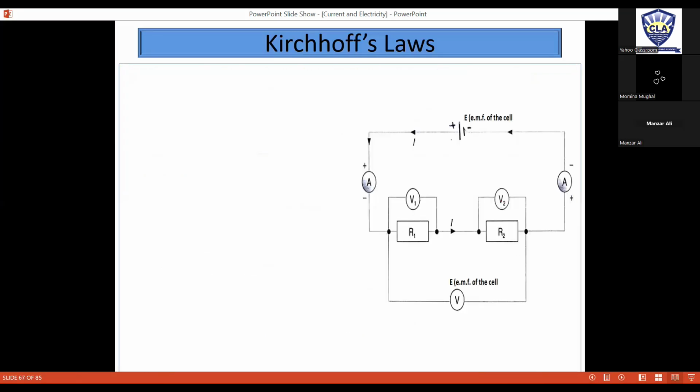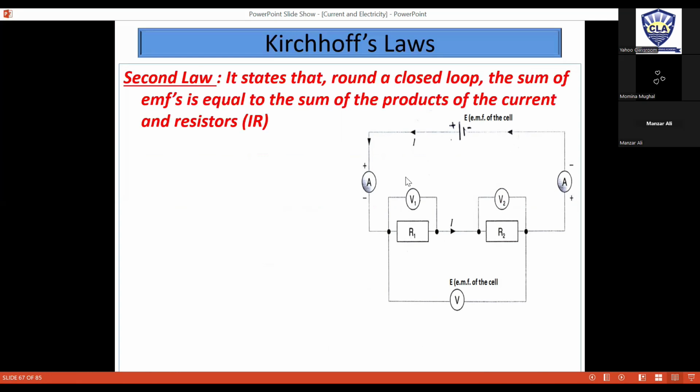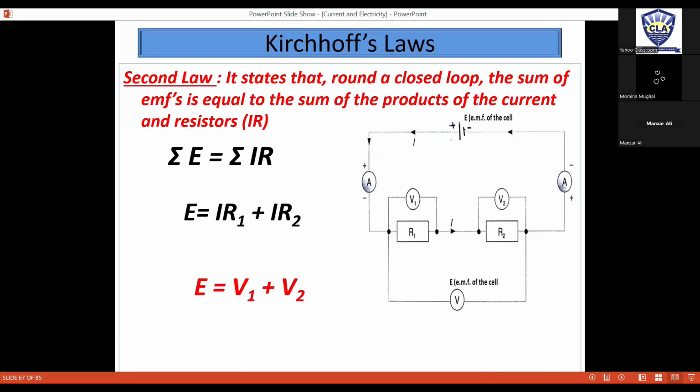Kirchhoff's second law. Again, we have been using it. We have two resistors in the circuit. We have an ammeter, we have a voltmeter, and we have the EMF of the cell. In this circuit or loop, the sum of EMFs must be equal to the sum of the products of the current and resistor, or the sum of the potential differences across all the resistors. That means V1 plus V2 should be equal to the EMF of the cell in a loop, in a closed circuit.